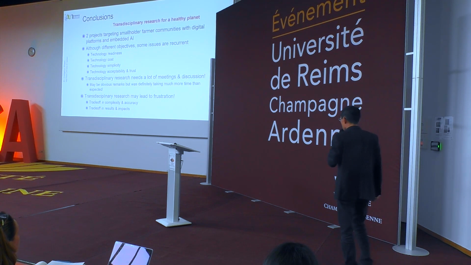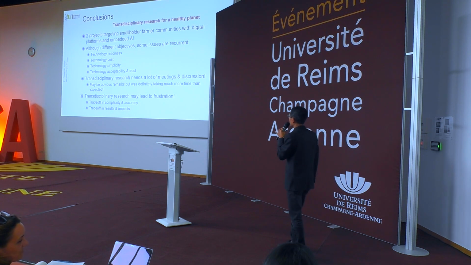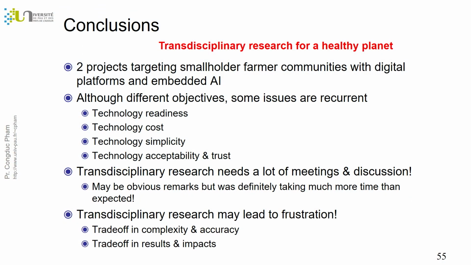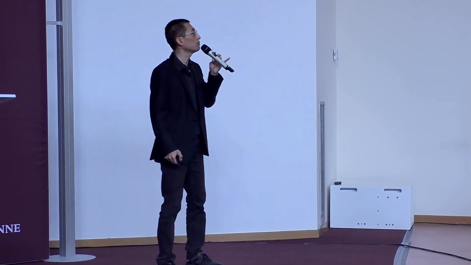Okay, so let me conclude. Based on the feedback, I try to present the conclusion as it is. I presented the contributions of 2 projects, one on irrigation, the other on resilience of smallholders. Objectives are different, but the same issues are very recurrent. What we identified is probably obvious to many of you, because many of you are also doing transdisciplinary research, but we found that technology readiness, technology cost, technology simplicity, and most importantly, acceptability and trust are very important.